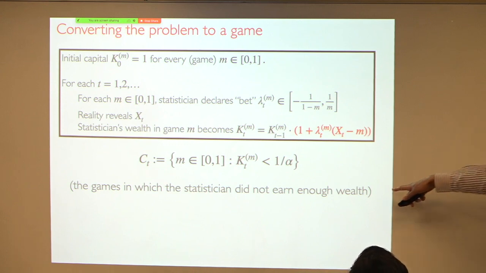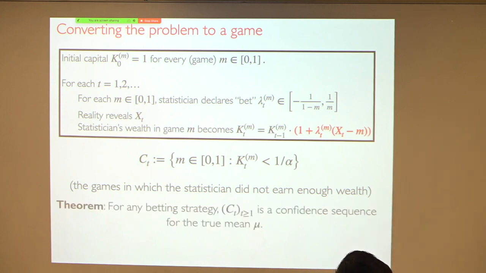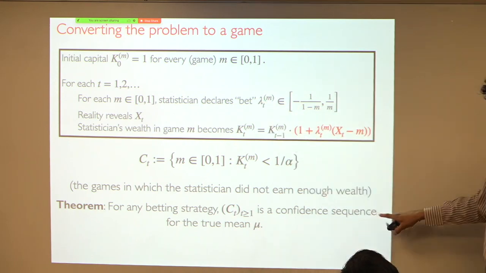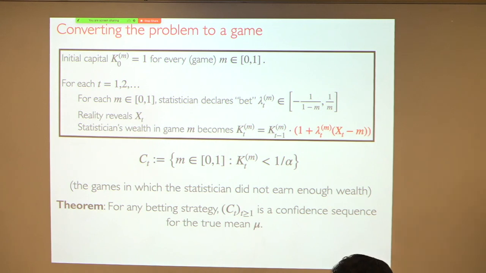The games in which I did not make enough wealth yet. And the theorem is that for any betting strategy, no matter how you did these bets, this is actually a confidence sequence of the true mean. So we are done. All we did was translate the problem to a game, and we're done. It's kind of crazy, but we're done.